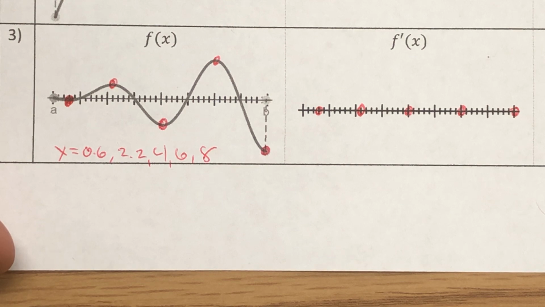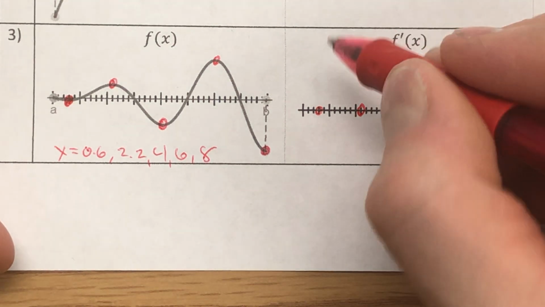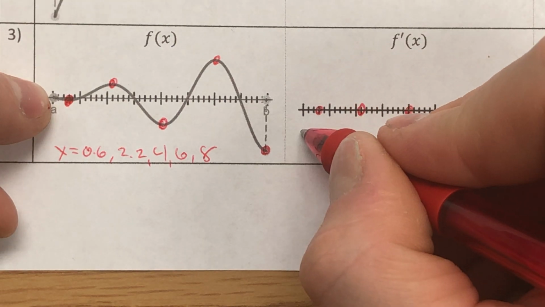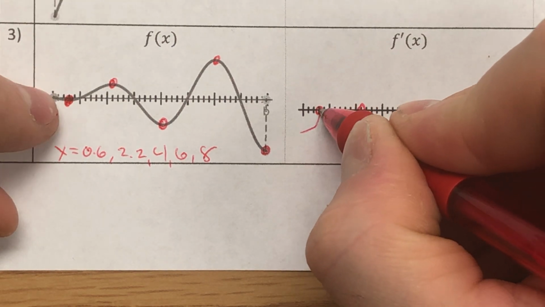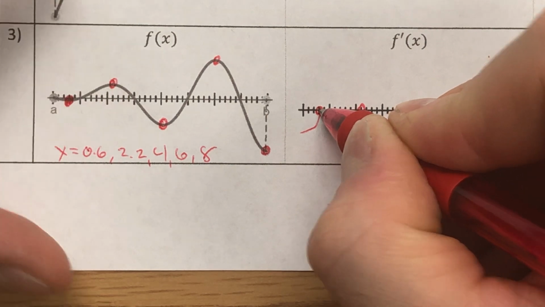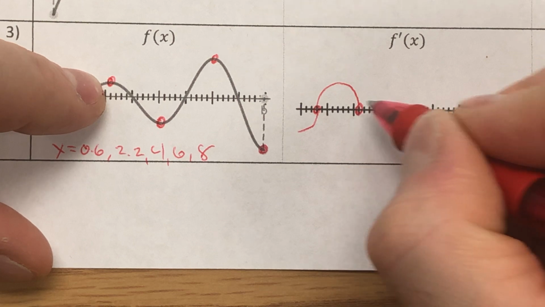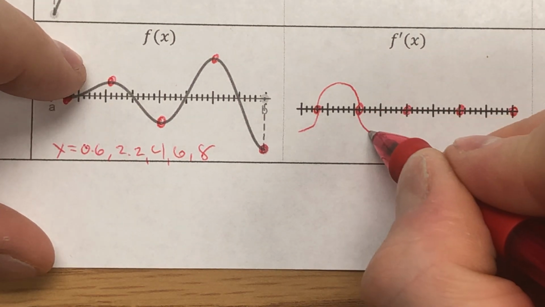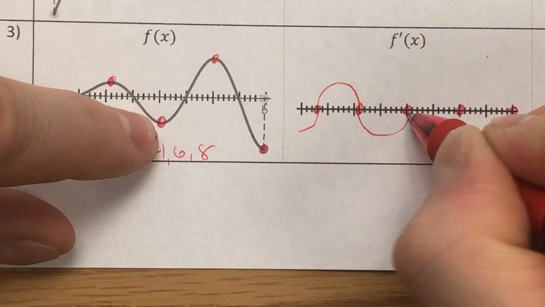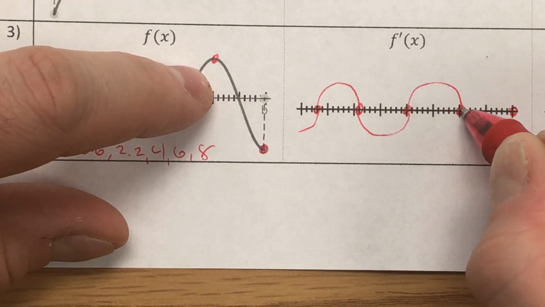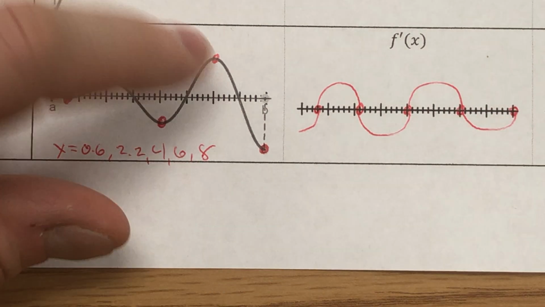slope? So the slope is negative until it hits that 0, where it becomes positive all the way up until it hits the next one. So positive, negative all the way until it hits this one, positive until it hits the next one, negative until it hits this one. Awesome.